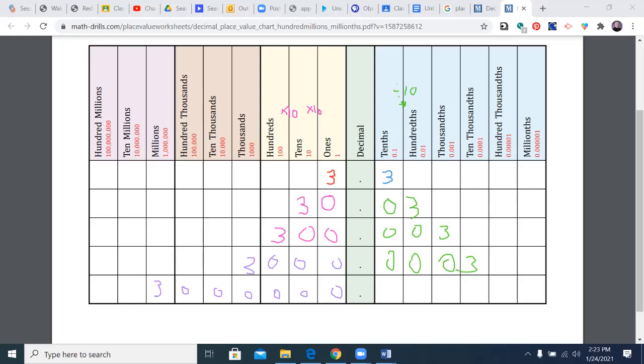So as we move this way, it's multiply by 10. We move this way, it's divide by 10. And even in here, if I take 300 divided by 10, it's going to be 30. So anytime I go to the right, it's divide. If I go to the left, it's multiply.